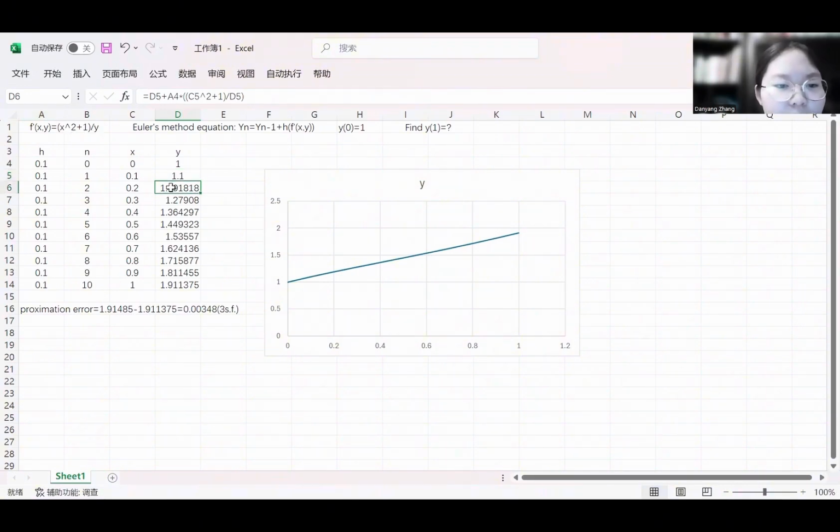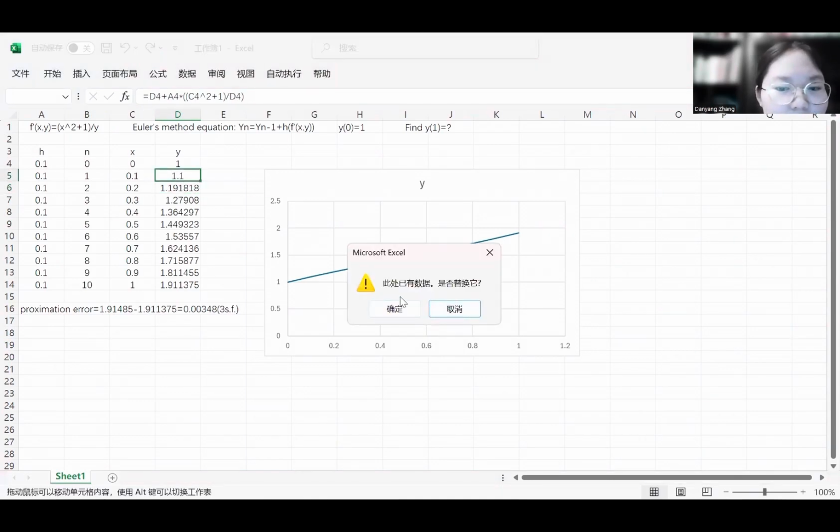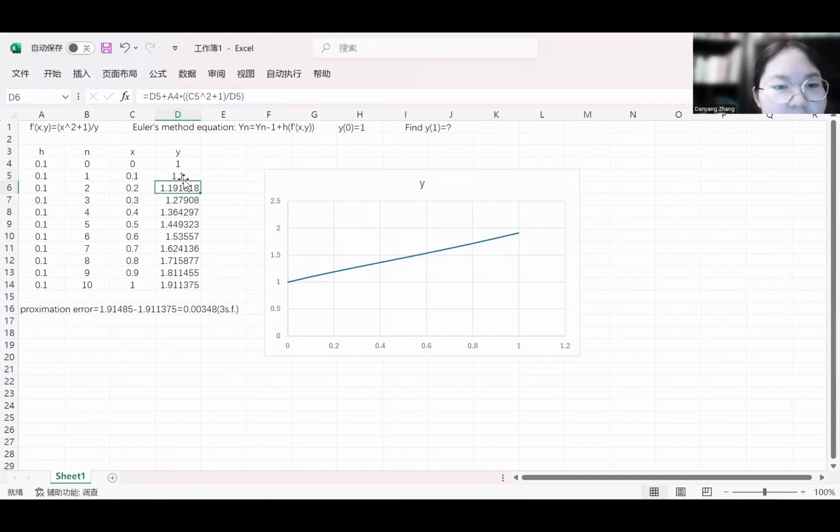To find y2 is the same. We use y2 equals y1 plus h times dy/dx. So my y2 is my y1, 1.1 in D5, plus A4, which is my h, times (C5 squared, my x squared, plus 1) divided by D5, which is my y. This is y1, and I get all these values, and I calculated this 10 times, n from 0 to 10. So I get my x from 0 to 1.